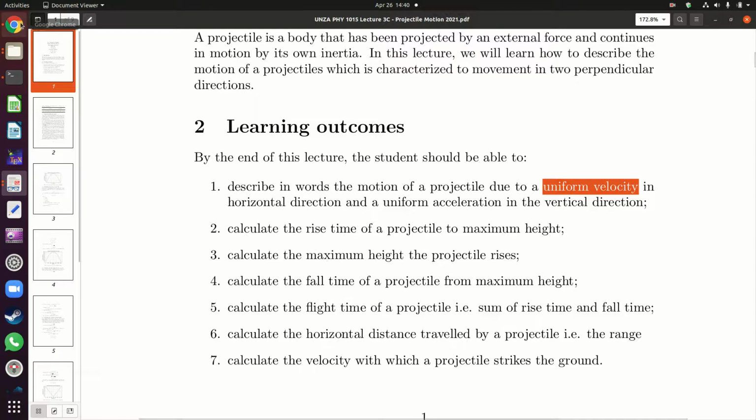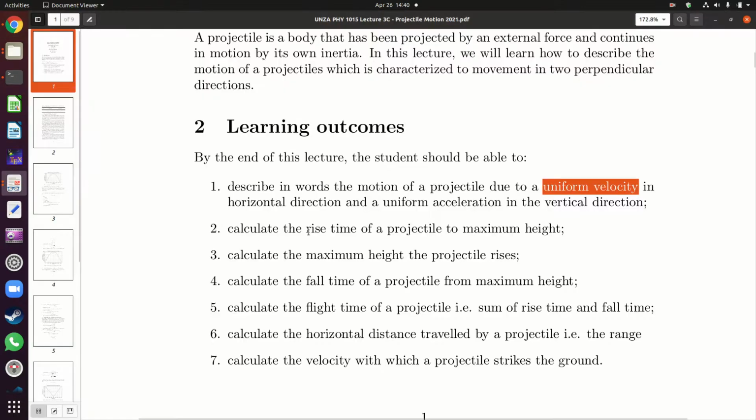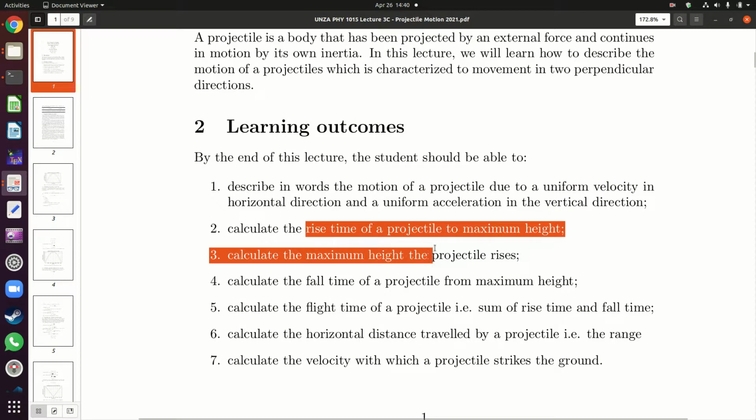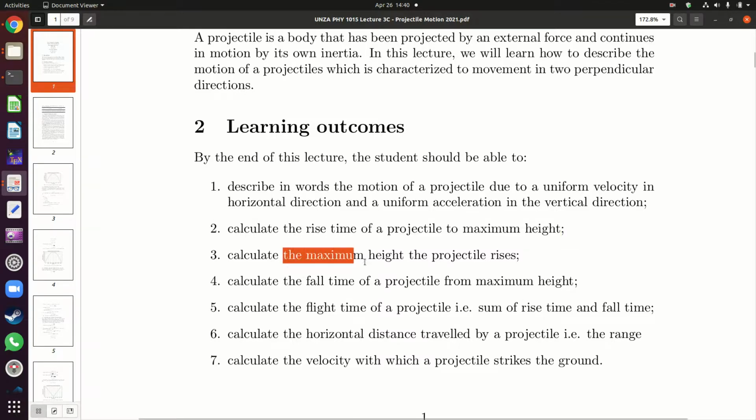The other thing you're interested in when it comes to describing projectile motion is finding out how much time it takes your projectile to reach maximum height. That is what you call the rise time. Once you find out how much time it takes your projectile to get to maximum height, the next thing you want to find out is the maximum height that was reached by the projectile.